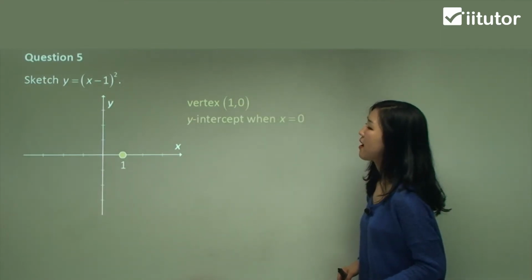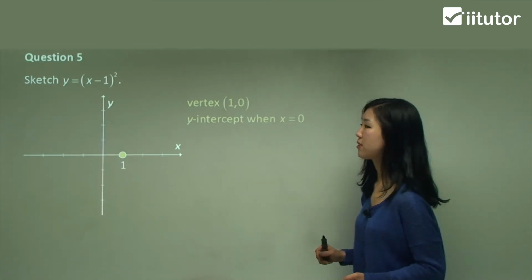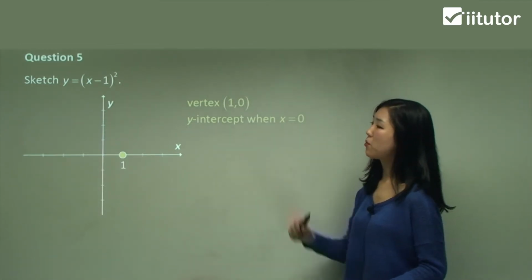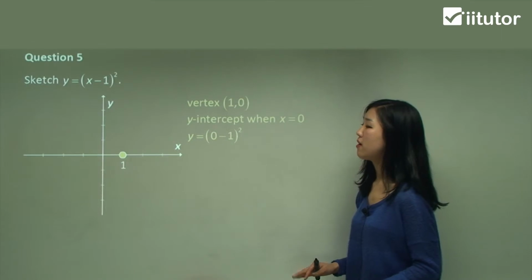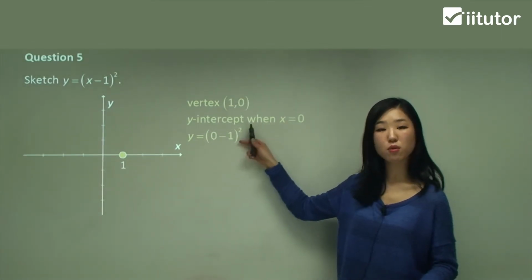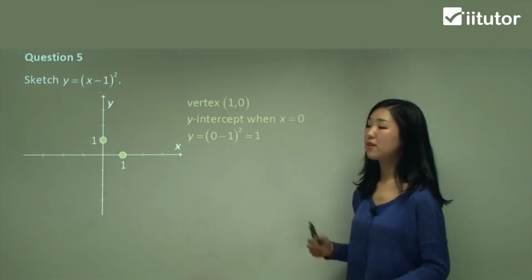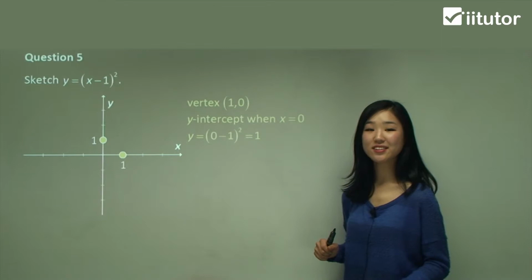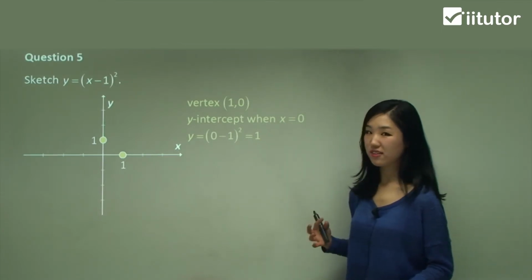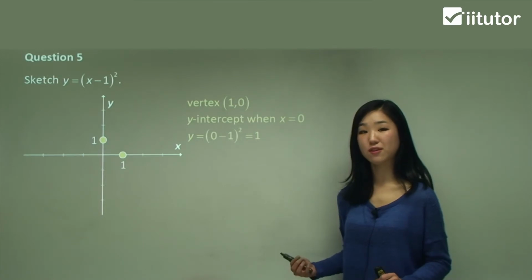And now we're going to find the y-intercept when x equals 0. It's important to find your intercepts if you can. So sub in x equals 0, just like that. 0 minus 1 is negative 1. Negative 1 squared is just going to be positive 1. So our y-intercept is going to be 1. Always find your intercepts, even if they don't exist; please try it and see if they actually do exist or not.